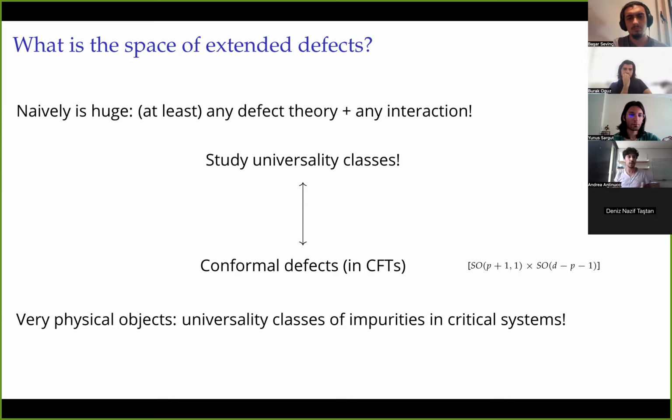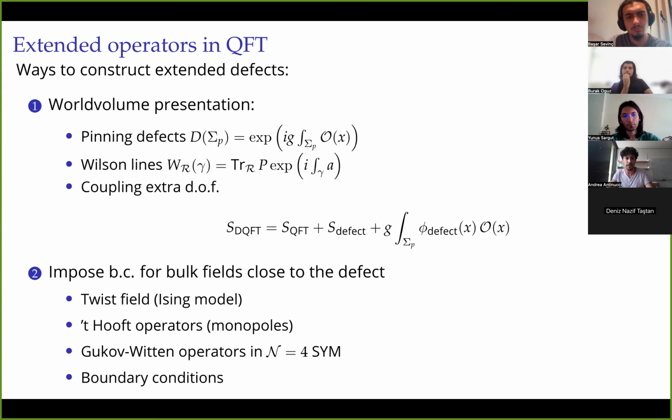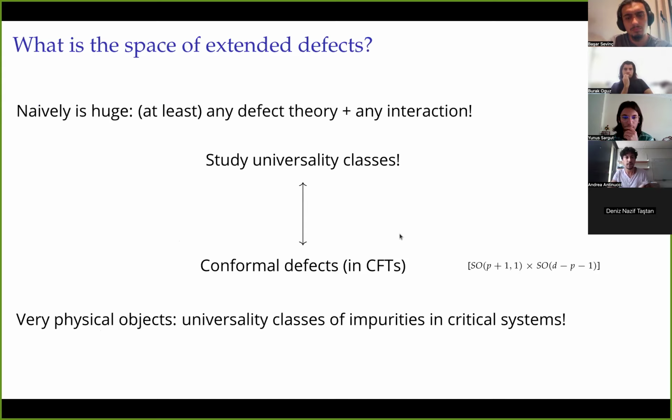And so it's a very important question to ask, once we understand that these defects are there: what is the space of all possible extended defects that we can construct in a given QFT? And this question is a bit ill-defined because if we ask it in this way, the space is obviously huge. Because if you think about this sort of presentation of the defects, I can write any QFT, any coupling, and I will have a different defect. But a much more well-defined question is to ask about universality classes of extended defects.